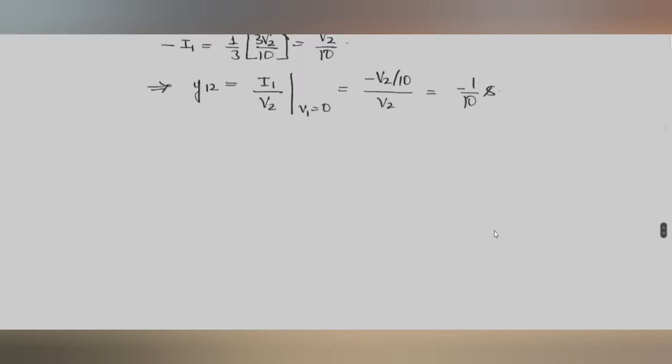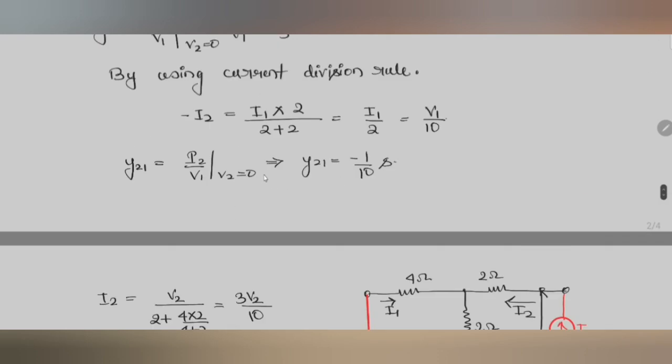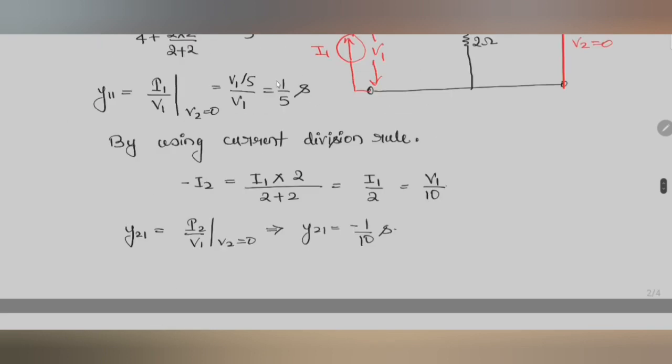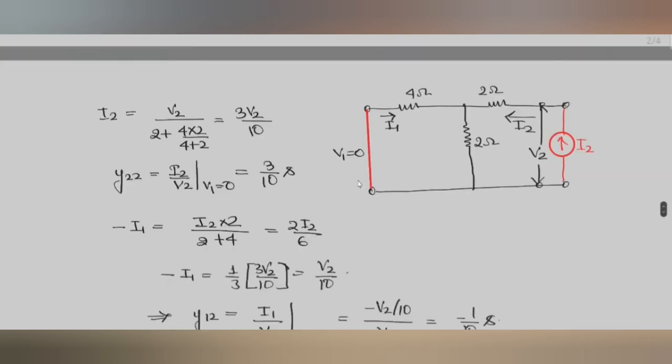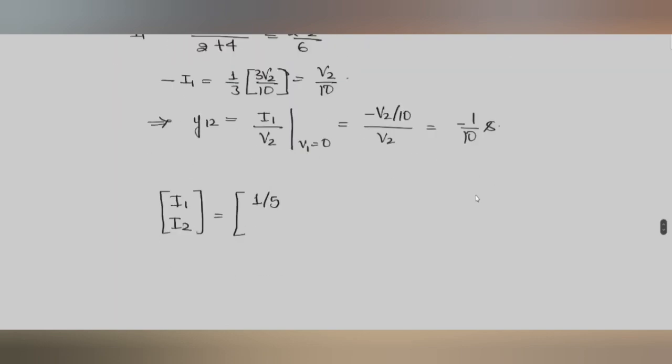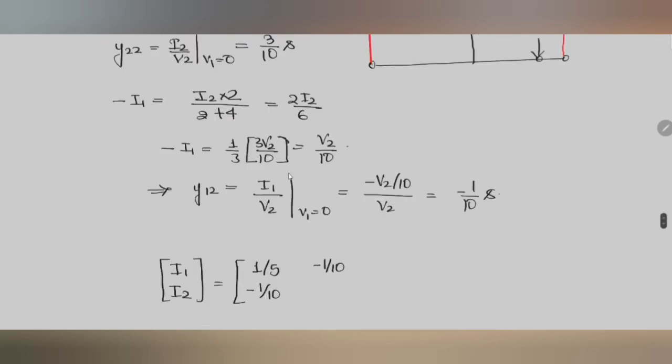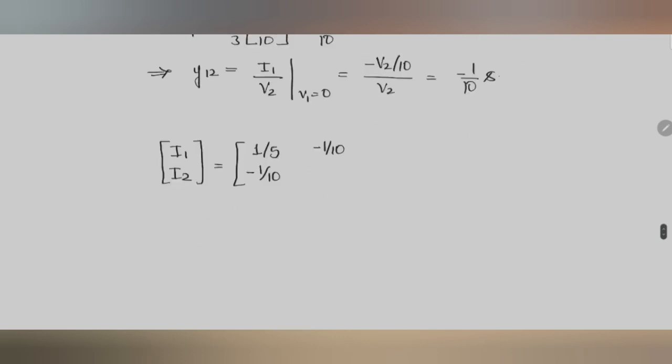So the admittance matrix will be: Y11 is 1 by 5, Y21 is minus 1 by 10, and Y12 is minus 1 by 10. So this will be minus 1 by 10, this will be minus 1 by 10, and this is Y22, which is equal to 3 by 10, multiplied by V1 V2.